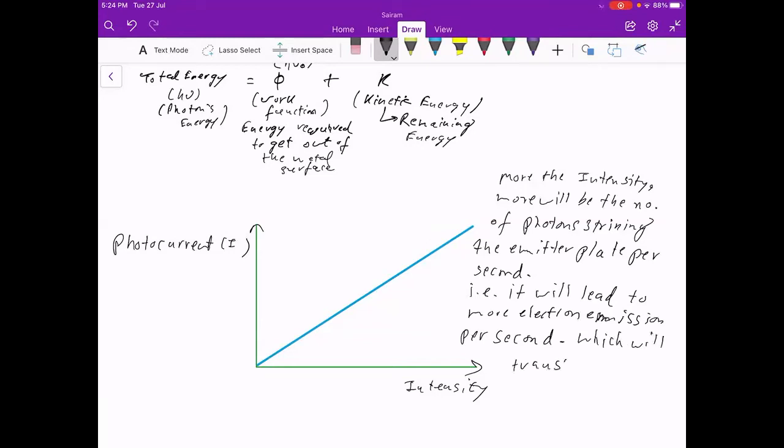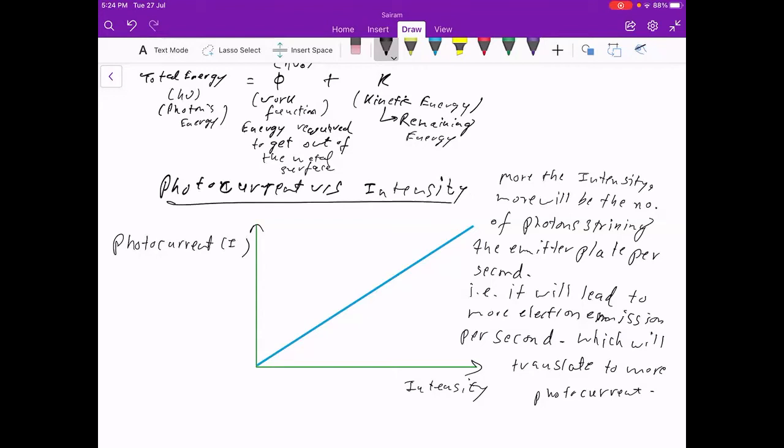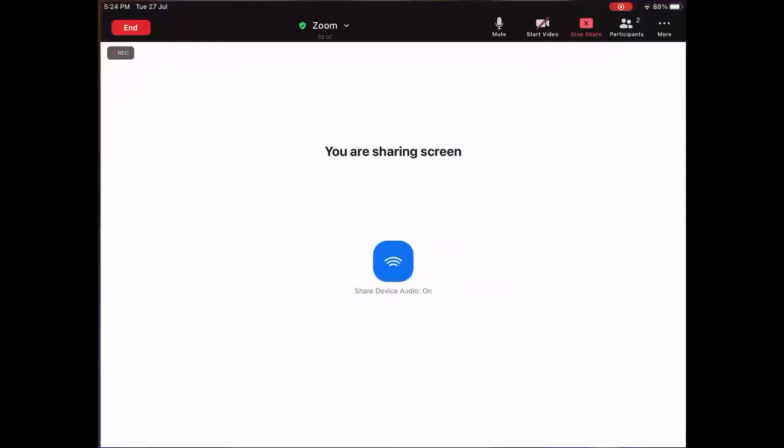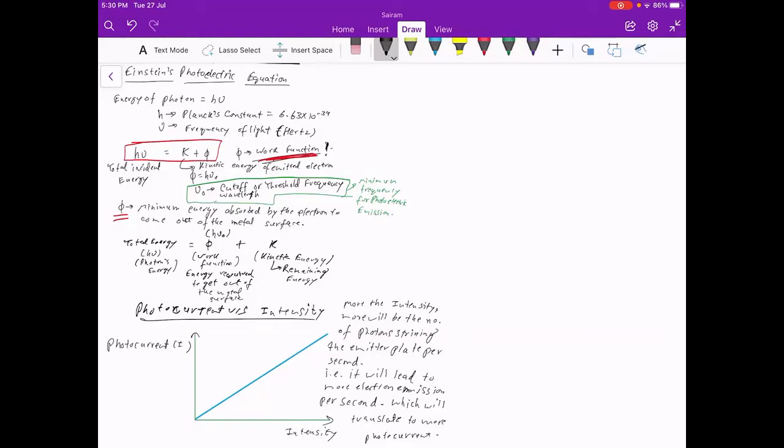You can note this down actually, all of this. I will title this particular part as photocurrent versus intensity of light. I hope you follow. So please note this part down. Okay, effect of potential on photoelectric current.